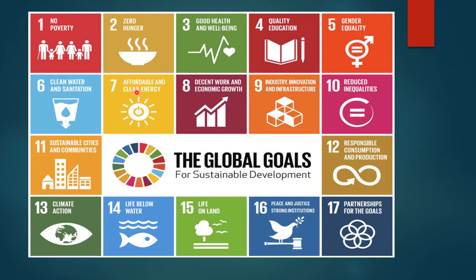This is the overview of the 17 Sustainable Development Goals. The first goal is no poverty. It aims to end poverty in all its forms everywhere by 2030. The second goal is no hunger. It aims to end hunger, achieve food security and improve nutrition, and promote sustainable agriculture.